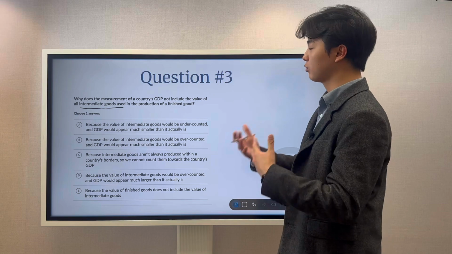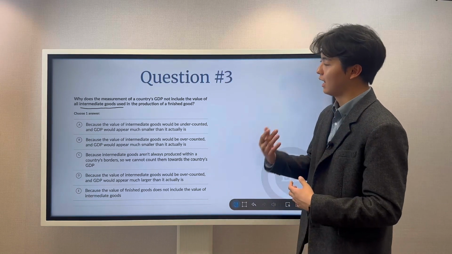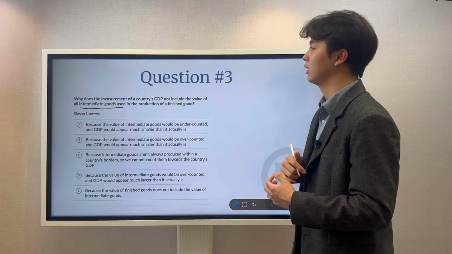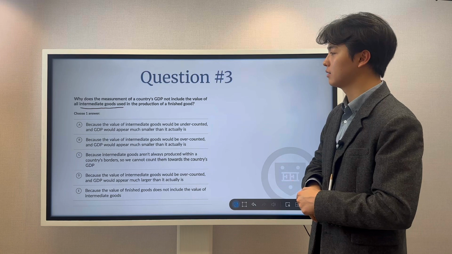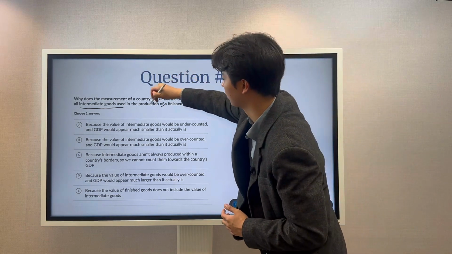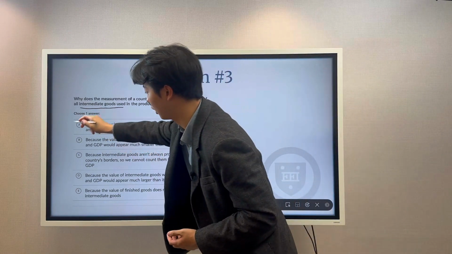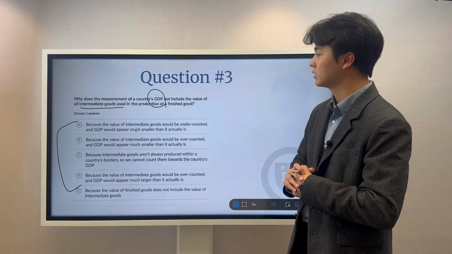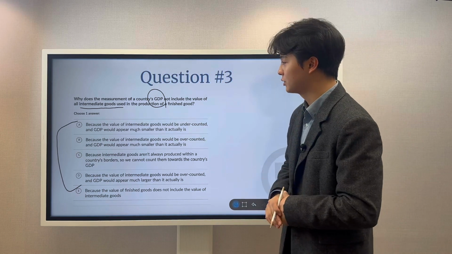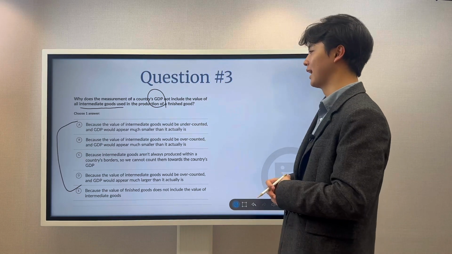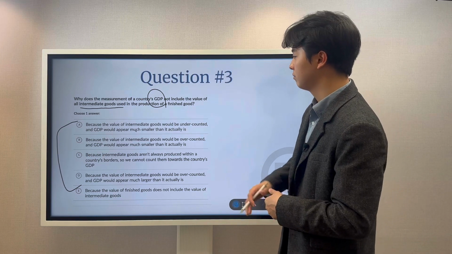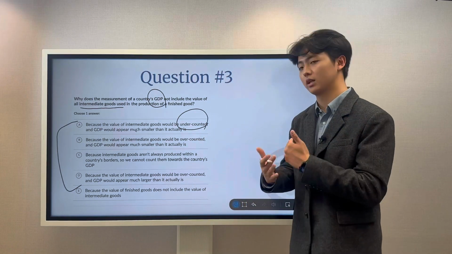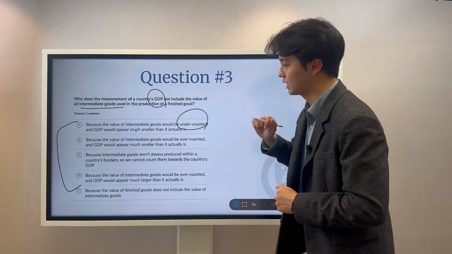The question is, in the formula of GDP, which is C, I, G, and then X minus M, why does it not include intermediary goods? Rather than just thinking a lot about the formula for GDP, it's best to look at the option choices because this is a process of elimination. A, because the value of intermediate goods would be undercounted and GDP would appear much smaller than it actually is. Please keep in mind the word undercounted because it's going to reflect off other answer choices. But let's keep it at that.